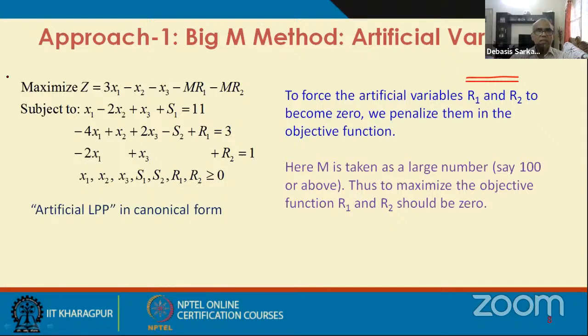So I can formulate the linear programming problem as shown here, where I am changing only the objective function in such a way that I penalize the presence of R1 and R2. Here I am solving a maximization problem. So I subtract a large number multiplied by R1 and a large number multiplied by R2 from the objective function. M is a large number, that is 100 or 1000.